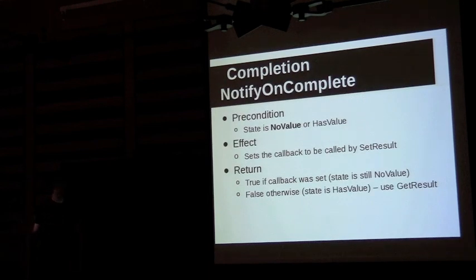Okay, so notify and complete. I'm not gonna go through the code because it's not interesting to look at. But I will explain why it returns a bool. So the precondition is that it has no value, that's the preferred state, or it has a value, and that's okay. But in the case where we have a value, we don't set the callback, please get the value from get result. Otherwise, return true if we had no value.